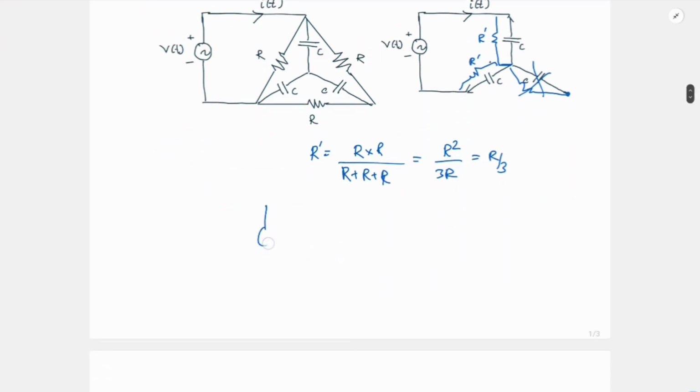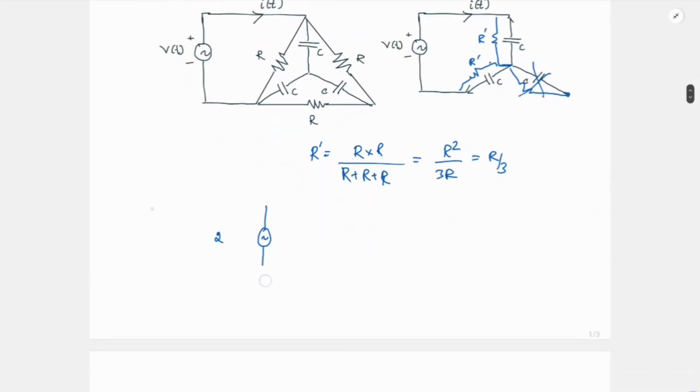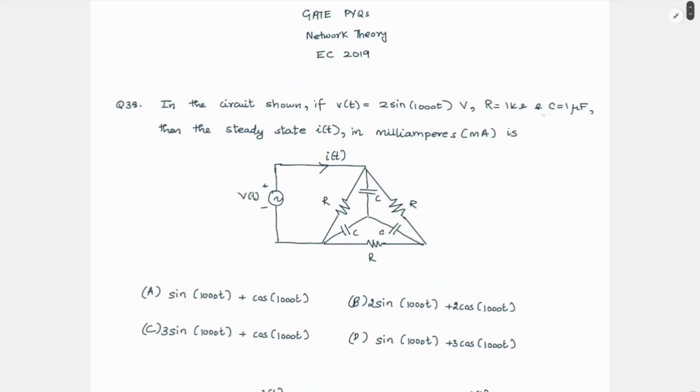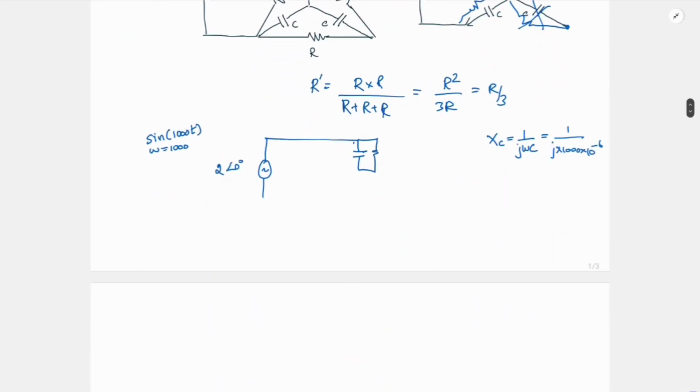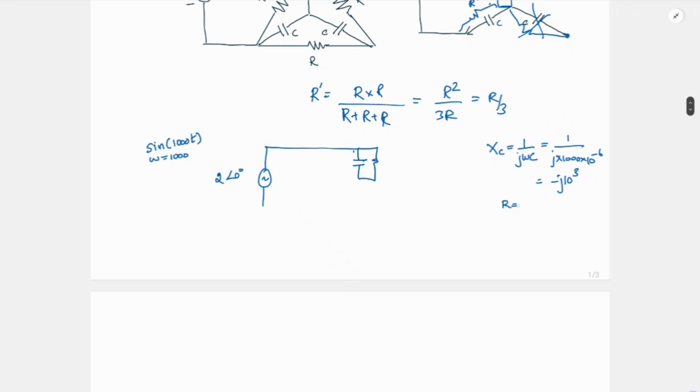My equivalent circuit now is this v(t). If I go to the phasor domain, it is 2 sin 1000t. I can take sin 1000t as reference. My omega is 1000 here, and I'll call it 2 angle 0. Now I have this C in parallel with this R. My XC will be 1 by j omega C, which is 1 by j into 1000 into 10 power minus 6, since C is given as 1 microfarad. So this is nothing but minus j 10 power 3, and my R is given as 1 kilo ohm, so it is 10 power 3.